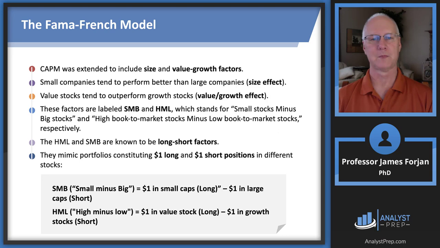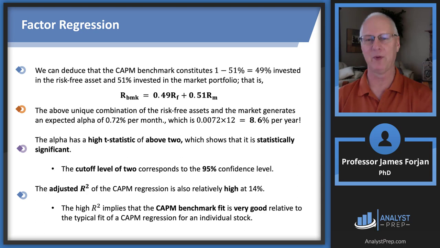So what do we do there? What did we find out? We found out, and let me just say this again, that Warren Buffett earned 8.6% per year for that 22-year period. So remember, that's outperformance. That's not performance. That's outperformance.